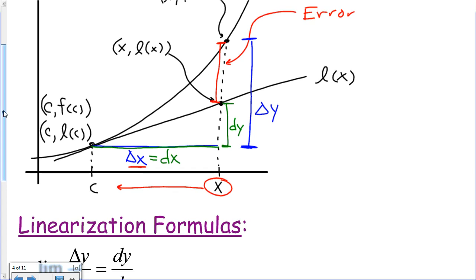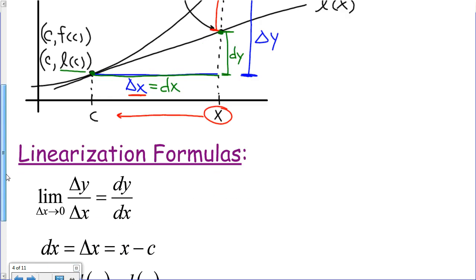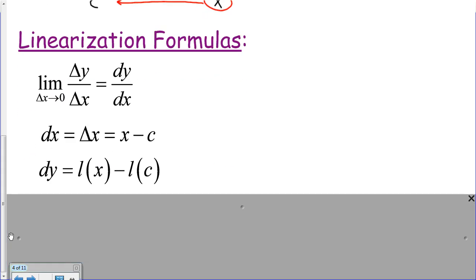So here's dy over here in green. And you can see that I'm measuring the difference in these y values to find dy. So I'm taking this y value right here, which is L of x, and I'm taking this y value over here at c, which is L of c, and the difference in those is going to give me dy. That's what we have here.